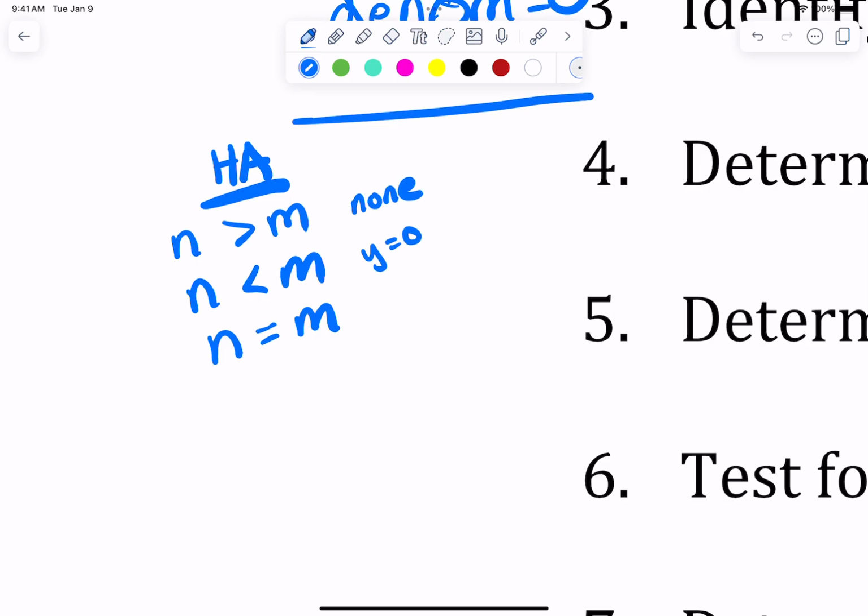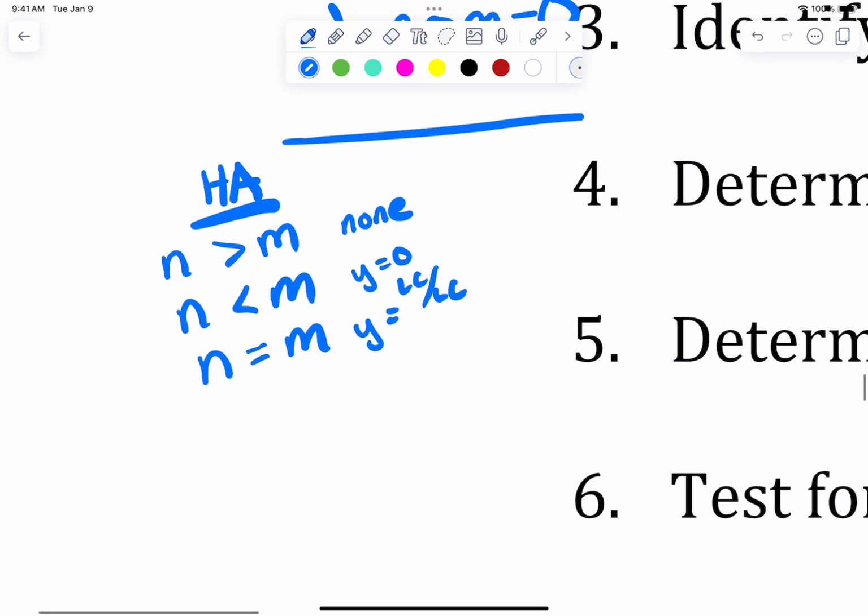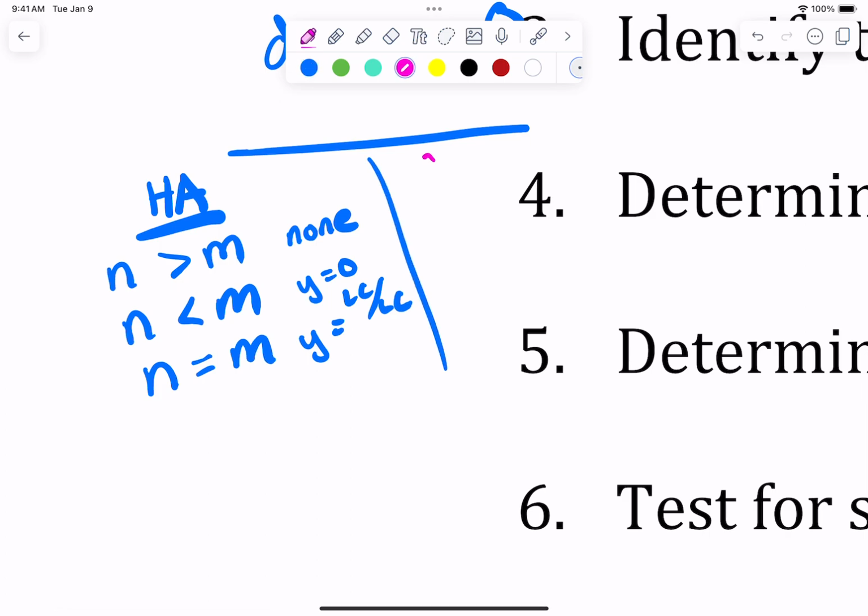If N equals M, you look at the leading coefficients, LC over LC. Okay, that's for your HA. And then how do you find a slant? A slant is if N, the top, is M plus 1, like one larger. If your N is one larger than your M, how do you find the slant asymptote? Long division. You're dividing it.